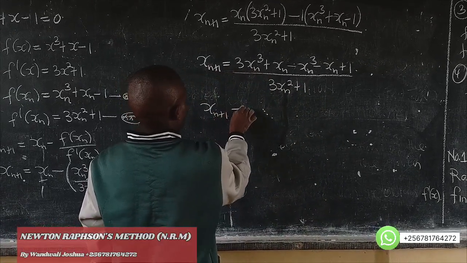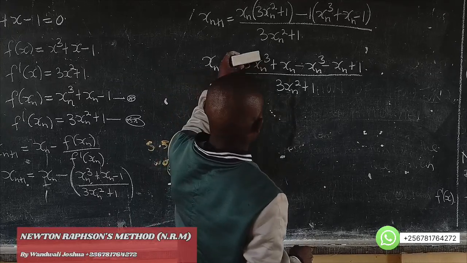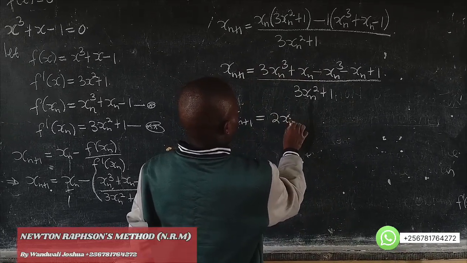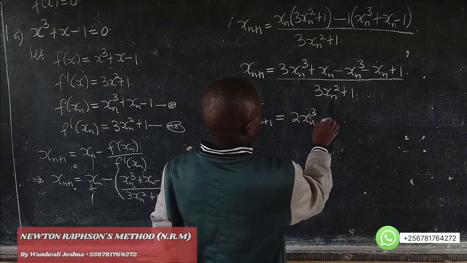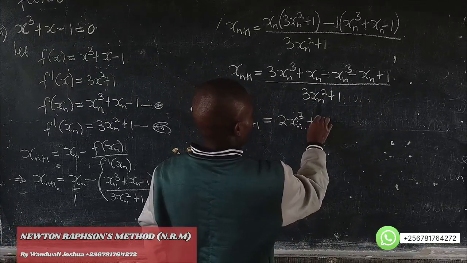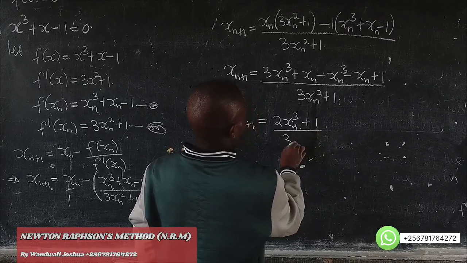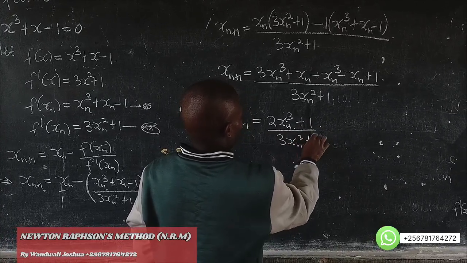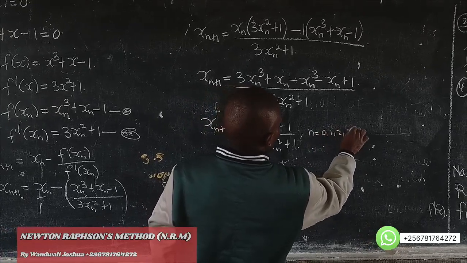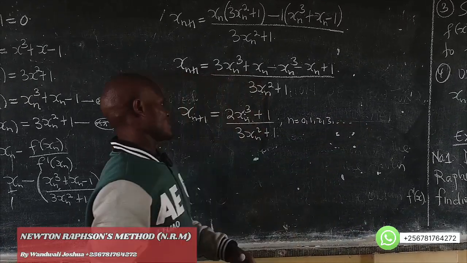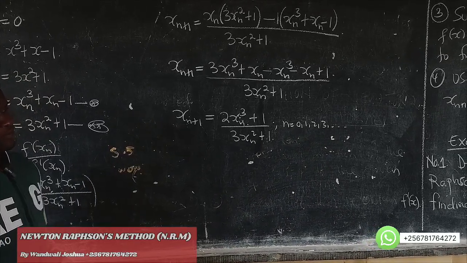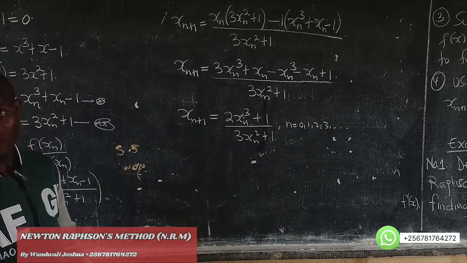So x_{n+1} is going to give us, when I get this minus that, 2x_n cubed, and this one and this term will cancel out. So we have here plus 1 over 3x_n squared plus 1. This is for n equal to 0, 1, 2, 3. So this is how best you can simplify this, and that is the answer for that. So we have derived.